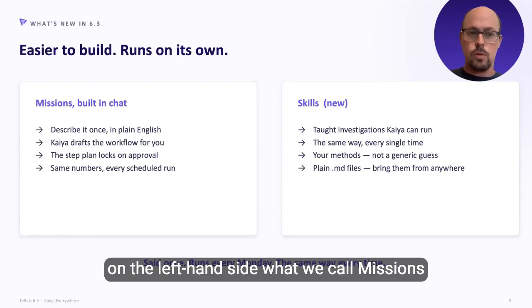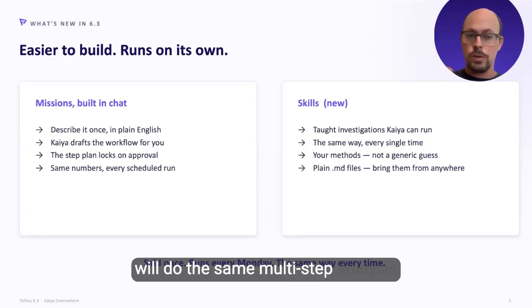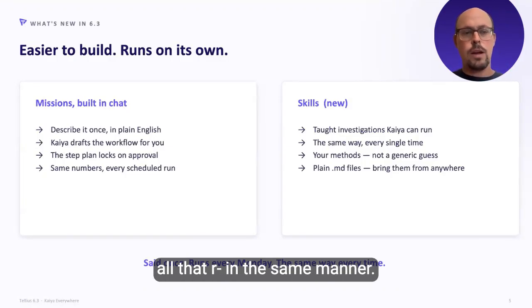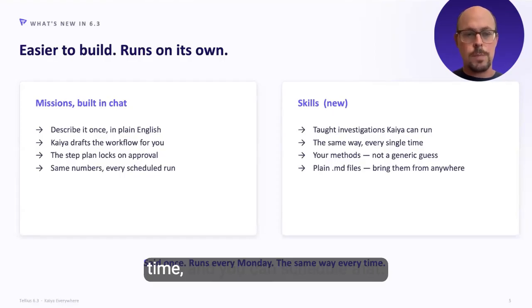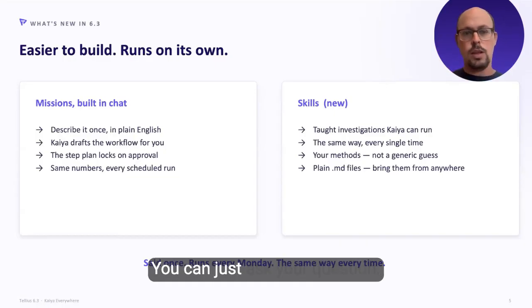on the left-hand side what we call missions, or deterministic agentic workflows, that will do the same multi-step analysis and do the SQL and Python and summarization and visualization, all that in the same manner. You'll get the same result each time. And you can schedule that. You can invoke it conversationally. You don't have to do anything in code. You can just ask your question. It'll say, hey, we have a mission that's built on that. Do you want to run it? And you can run it.